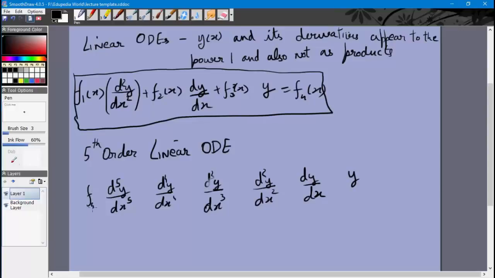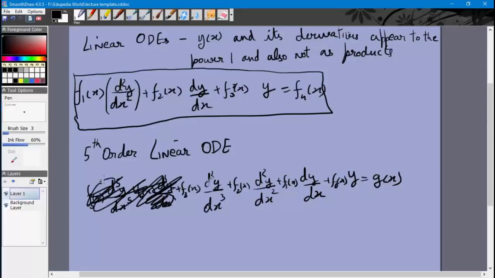So you might have f5 of x plus f4 of x plus f3 of x plus f2 of x plus f1 of x plus, let's say, f0 of x, and this would be equal to, let's say, a function g of x. So an equation of this type, where f1, f2, f3, g of x can be any functions of x, they don't have to be linear, is called a linear ODE. And since it's fifth order, this is the case. If it was a third order linear ODE, we would remove these two terms, and this will be the form of a third order linear ODE.